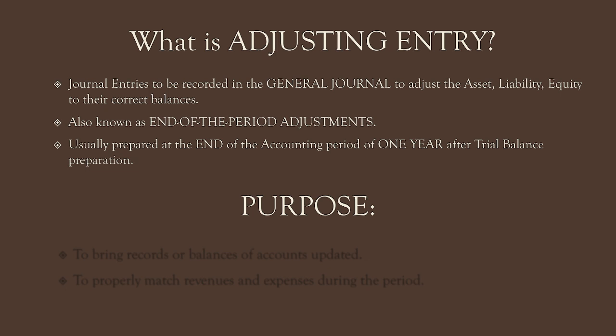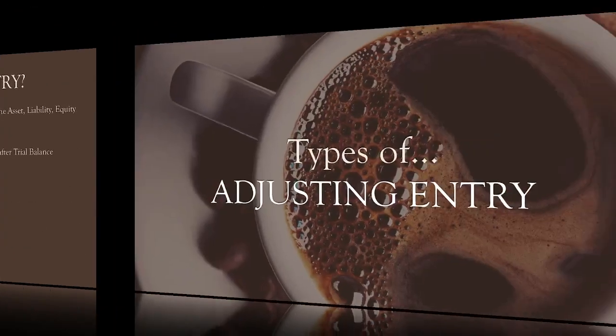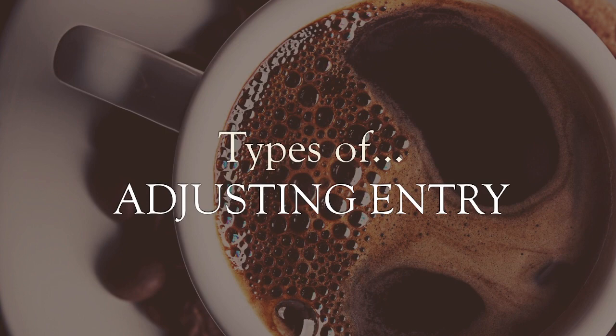For example, if you started in January 2023, then your end period would be December 2023. If your start of business is June 2023, then your end period would be May 2024. So the purpose of the adjusting entry is to bring records or balances of accounts updated and to properly match revenues and expenses during the period. Don't you worry, magatag-atag example sa next videos.